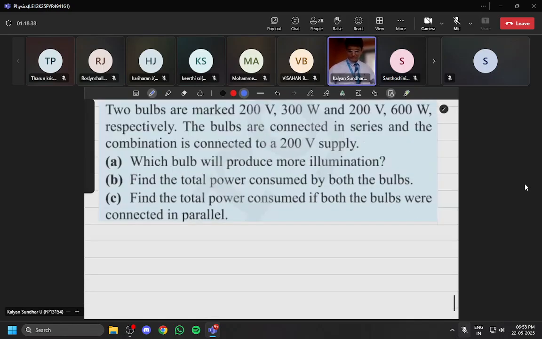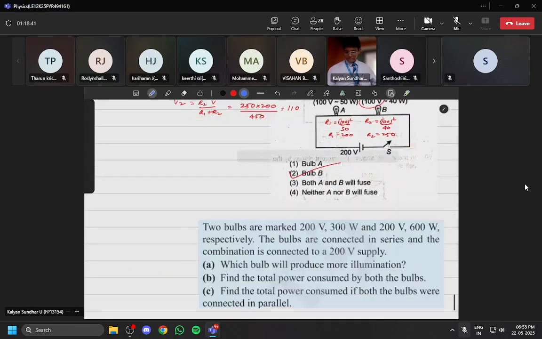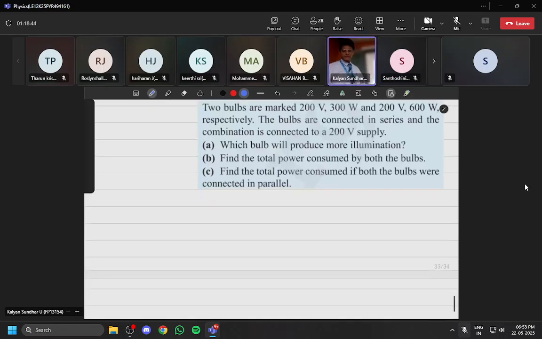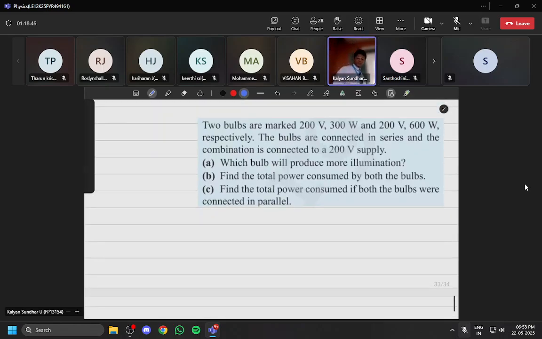Right, so this question. Two bulbs are marked as 200 volt, 300 watt and 200 volt, 600 watt respectively. So V0 and P0 have been given. The bulbs are connected in series and the combination is connected to 200 volt. Which bulb will produce more illumination? Find the total power consumed by both the bulbs, and find the total power consumed if the bulbs are connected in parallel. So initially it is in series. First thing, which bulb will have more illumination?